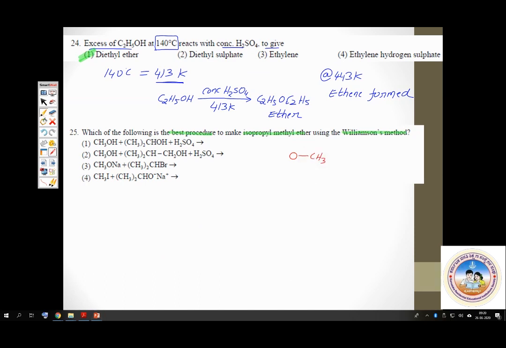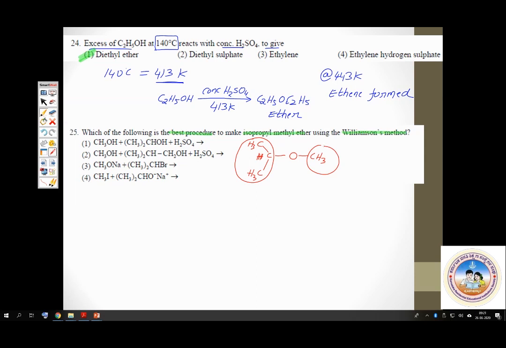To find it out, let us bring in the rule that we have studied. The rule says: of the two R groups, this is one R group, this is another, whichever is bulky should form the alkoxide. Carefully observe this. Bulky R group becomes alkoxide, smaller R group becomes alkyl halide, or should be obtained from alkyl halide.